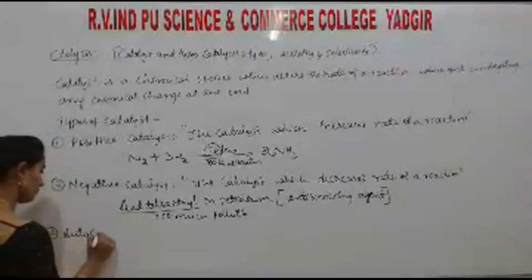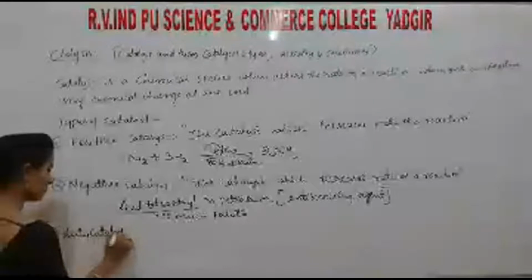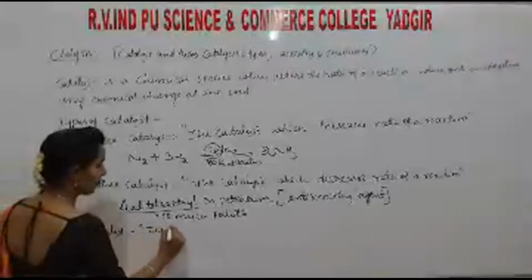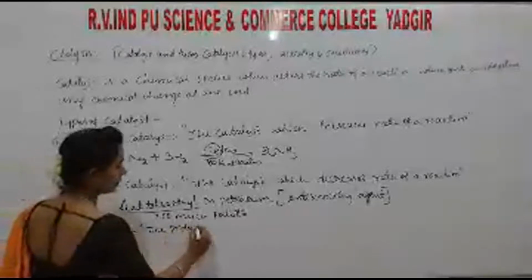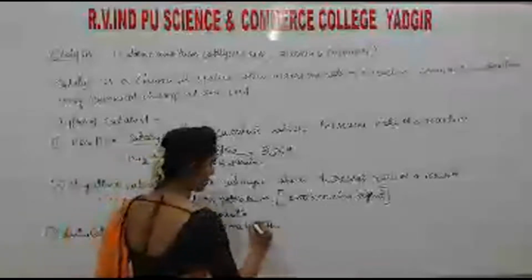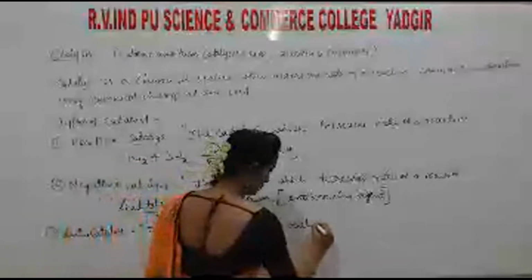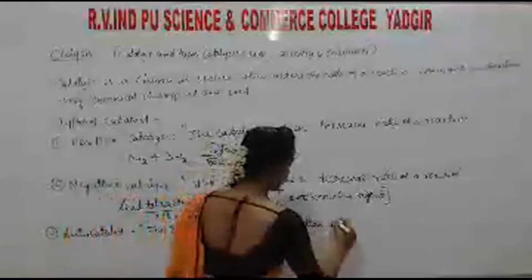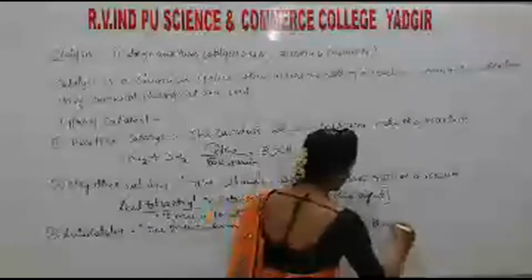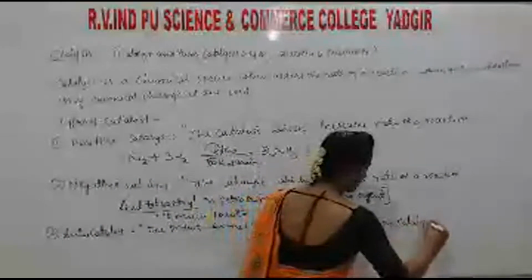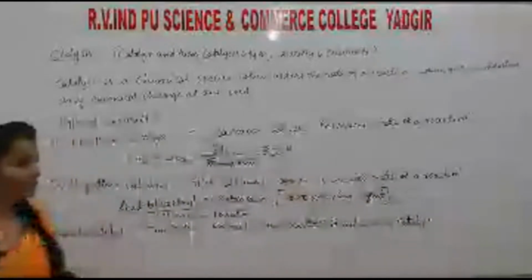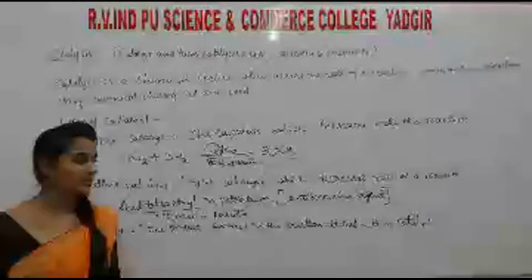autocatalyst. What is an autocatalyst? The product formed in the reaction itself acts as a catalyst. The product formed in the reaction itself acts as a catalyst.